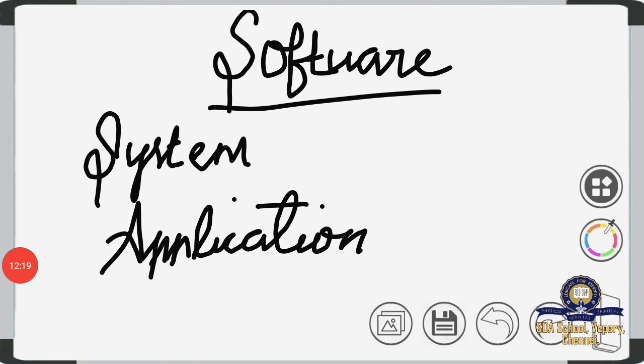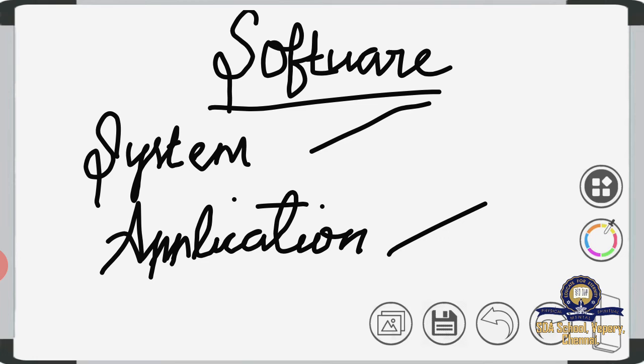First, what is software? Software is a set of programs provided to a computer for smooth running of its physical or hardware components. Then it has two types, that is system software and application software.